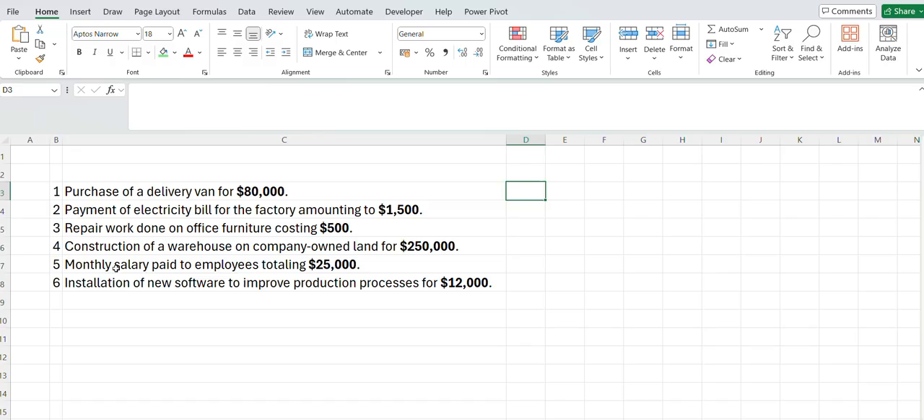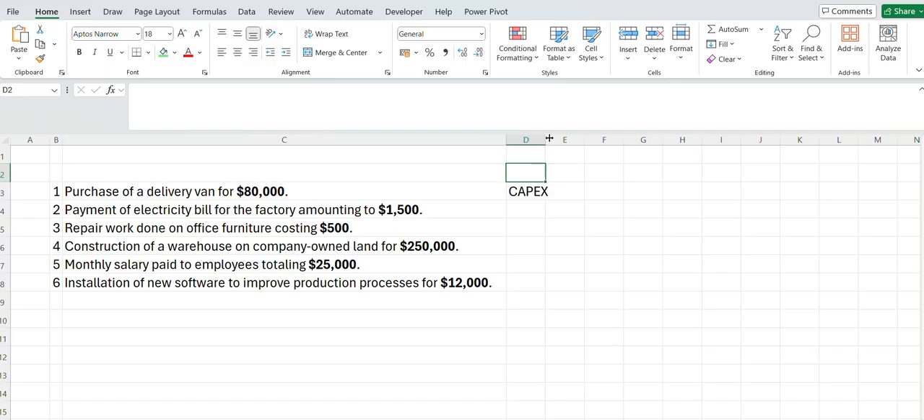We have 6 transactions here, so we need to classify these transactions into whether they are a revenue expenditure or capital expenditure. Right, so purchase of a delivery van for 80,000. So the question to ask here is, how long are we going to stay with the van? We're going to stay with the van for more than what? A year. So this one is a long-term what? Asset. So this one will be what? In short, I'll just say, right, as capex. So that is what? Capital expenditure.